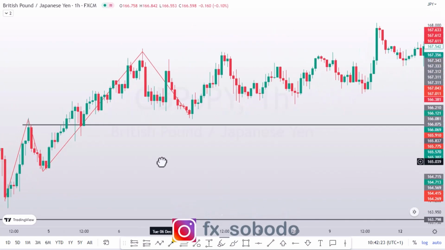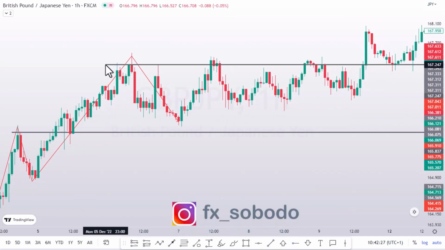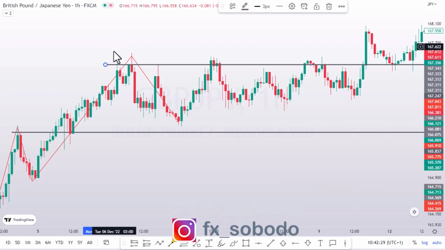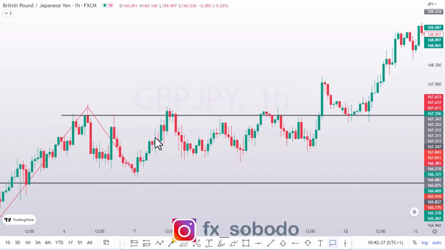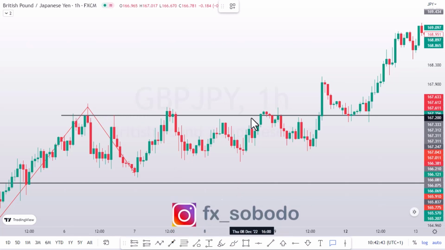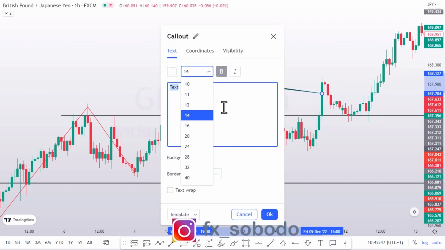For example, take a look at this level. You see 1, 2, 3, 4, 5. This is what we call a sustainable resistance, because price bounced at that level multiple times. The moment we wait patiently, you see, structure got broke.